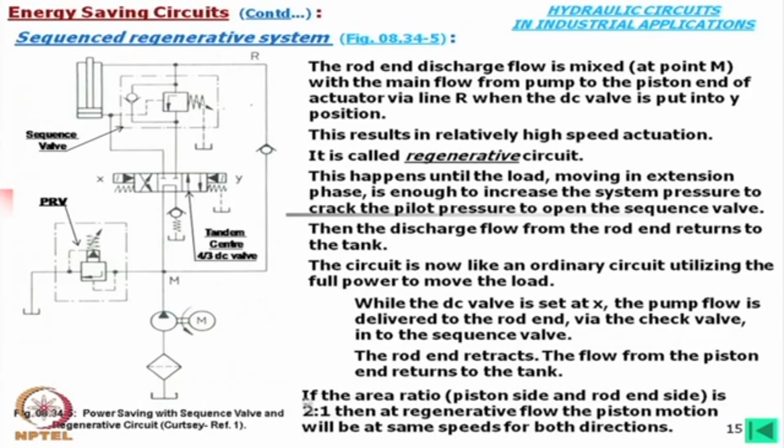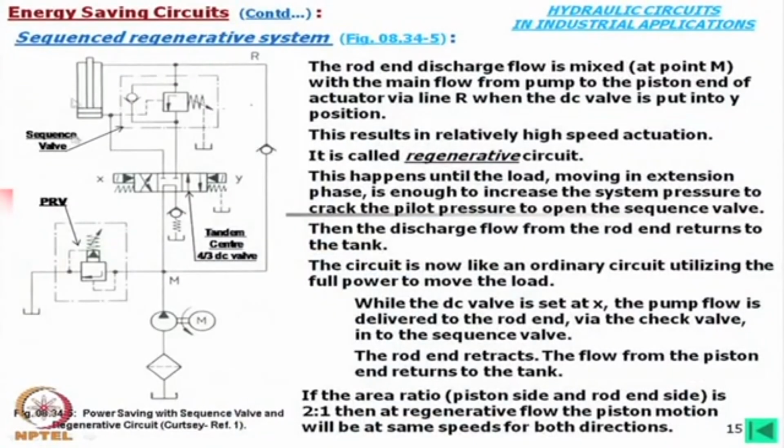And with the area ratio, this is another interesting thing, the area ratio is 2:1. That means, if this area is 2, then this area is 1, but keep in mind that does not mean that rod diameter and the piston diameter is 1:2. The area is 1:2. In that case, we can have the same speed in regenerative.